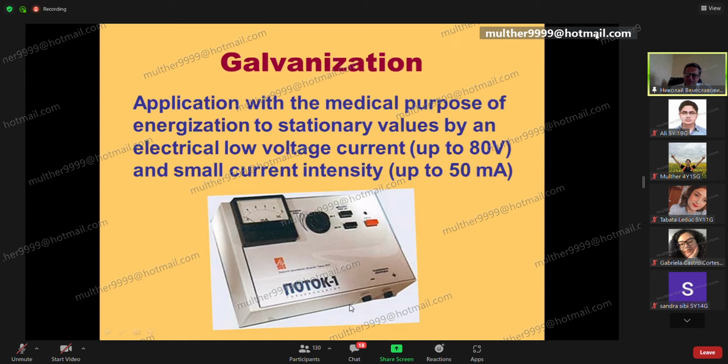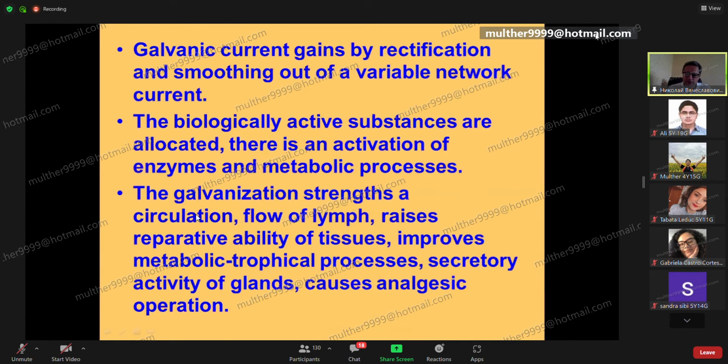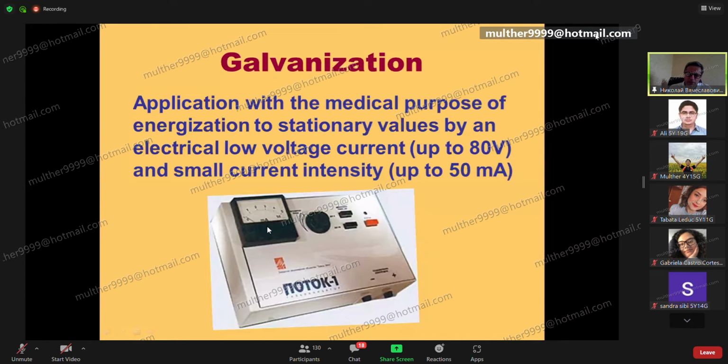Stream 1 is, in comparison with electric current as stream. Here you can see the regulation, a special scale for regulation of intensity of current by this hand regulator.